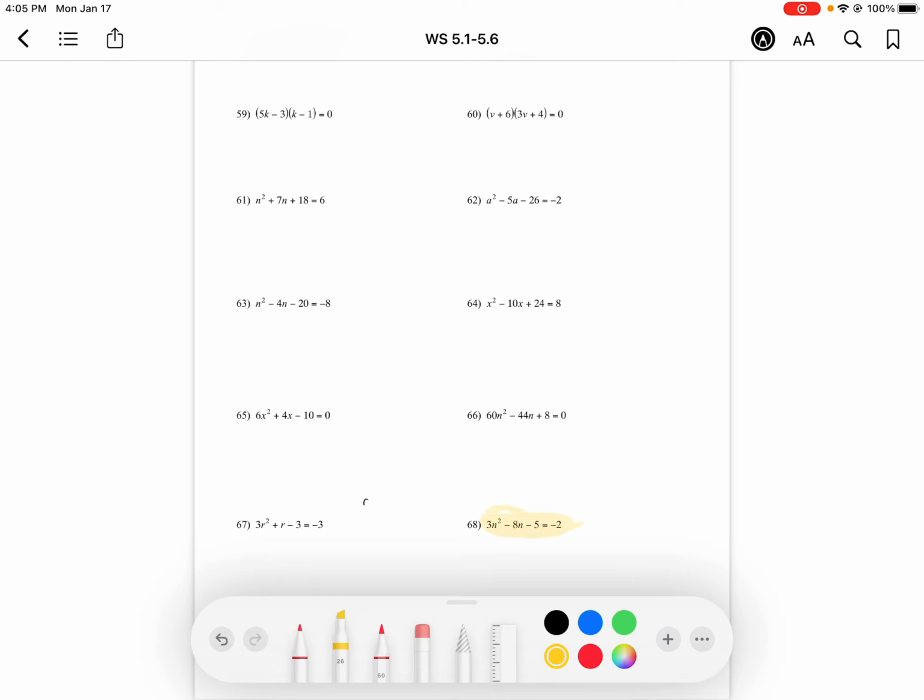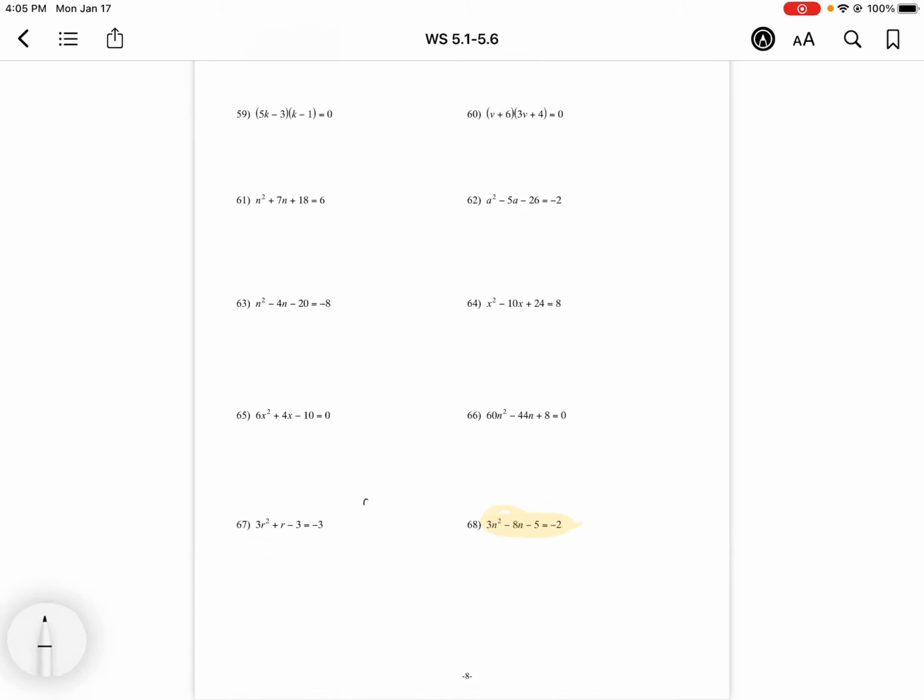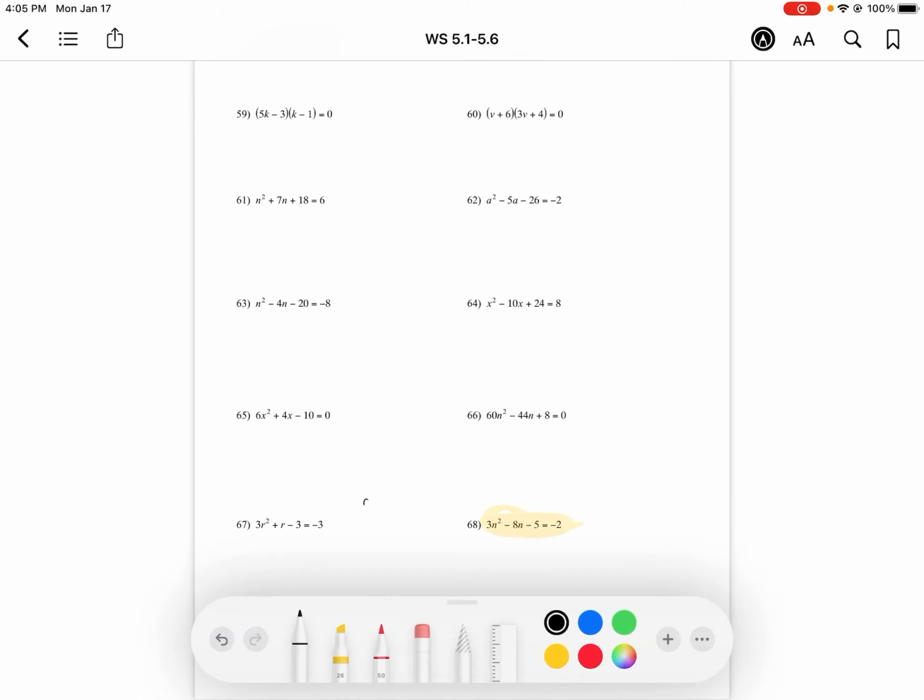So before I get to number 68, let's look at number 60. It really could look very similar to number 68, but it's already in factored form. So once it's in factored form, you take the factors. Here is a factor. It's this factor times this factor that equals 0. So zero product property says if the product, when you multiply, if the answer is 0, one of those factors must be 0.